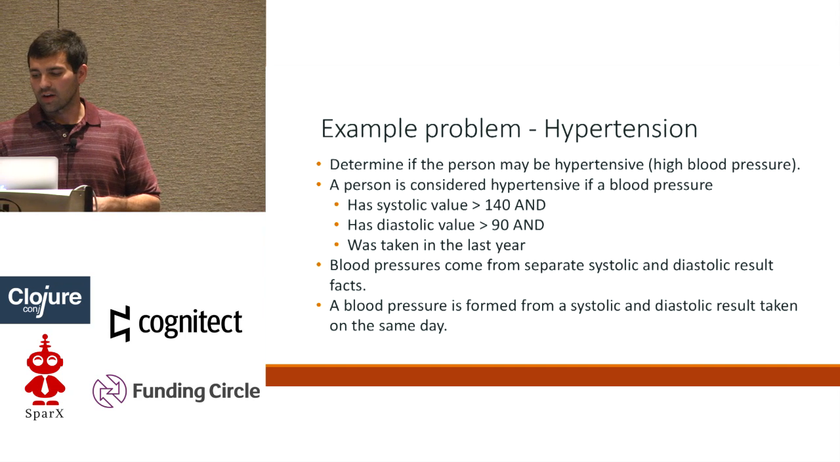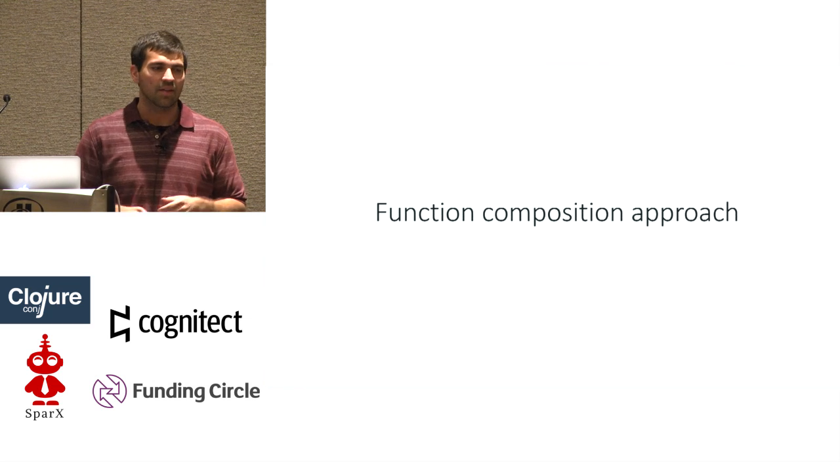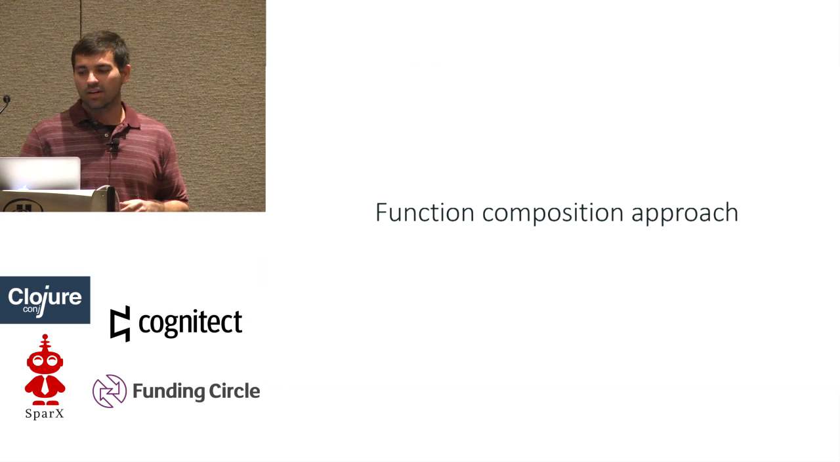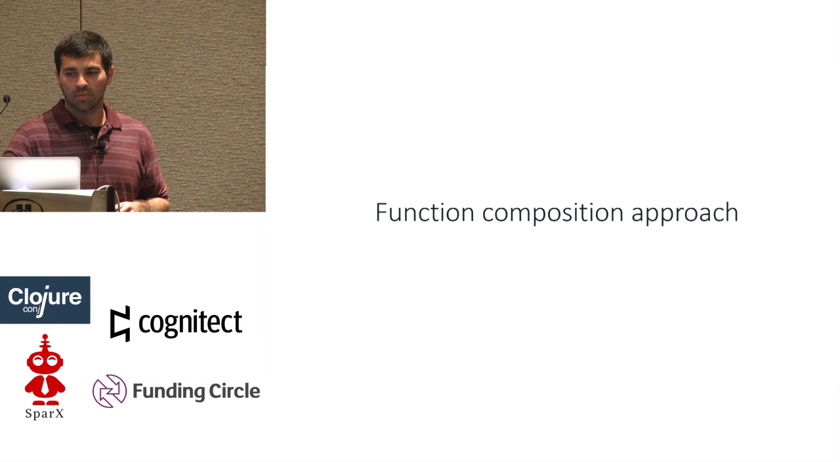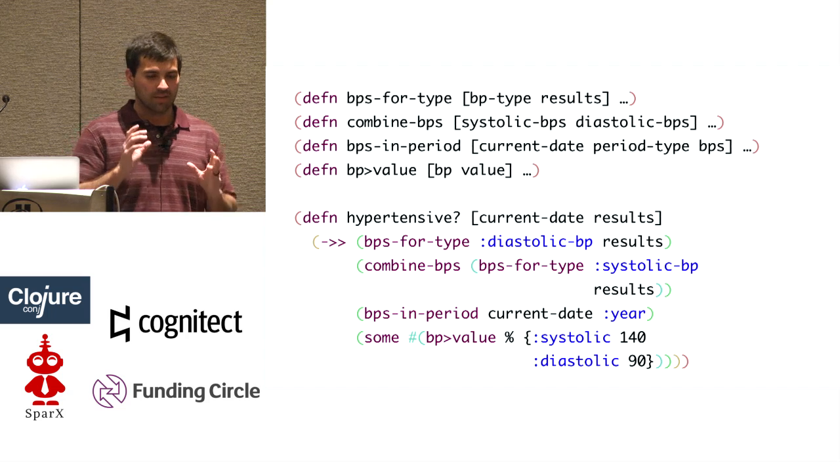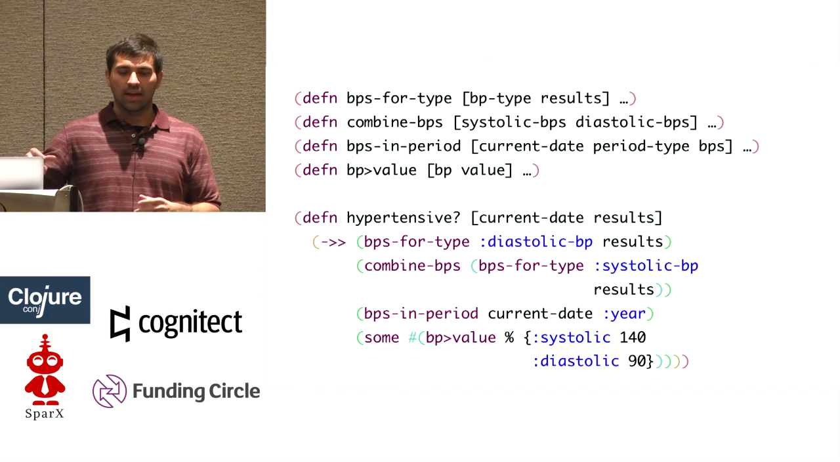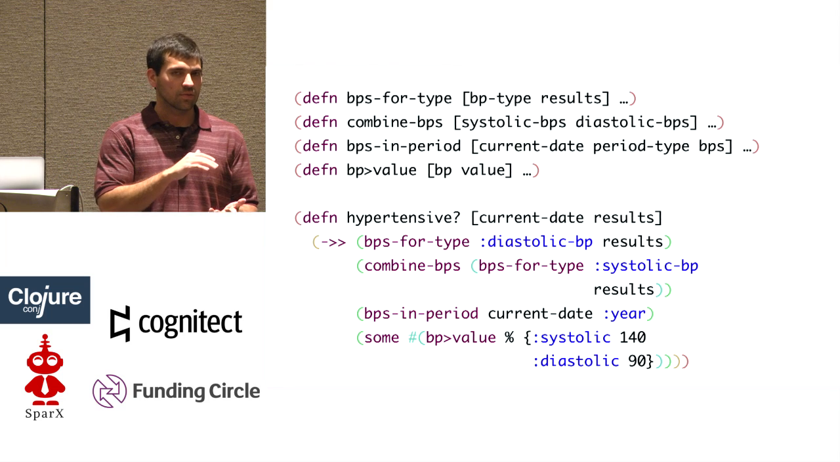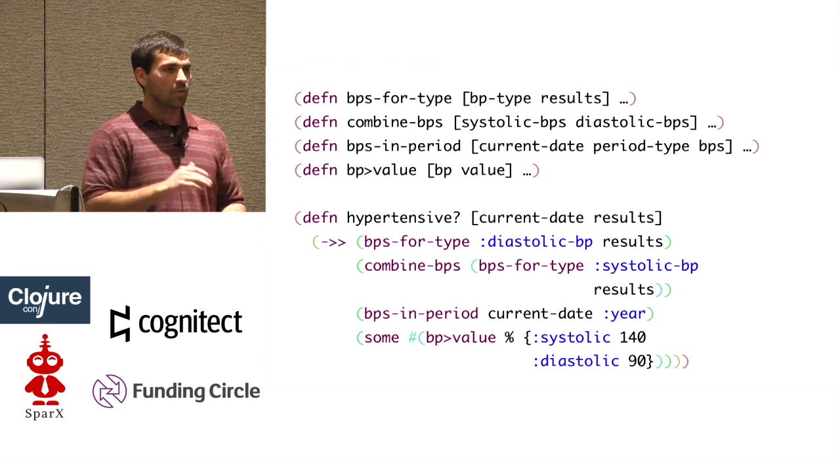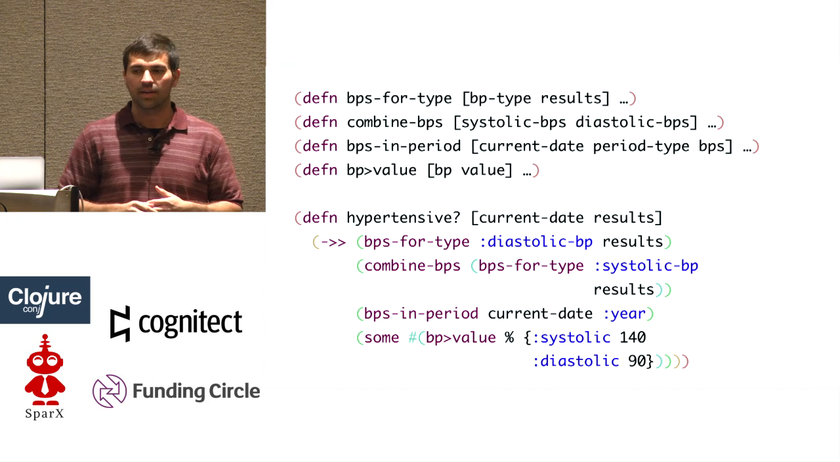Okay. I'm going to start off with a function composition style approach. What I mean by this is your standard approach, how you would do it in some Clojure code. You might end up with something like this. I'm pulling out all the pieces to make it really clear what's happening. I have these helper functions, and then I have this hypertensive function that deals with the actual problem statement. You can see the hypertensive function composes everything together in the end.